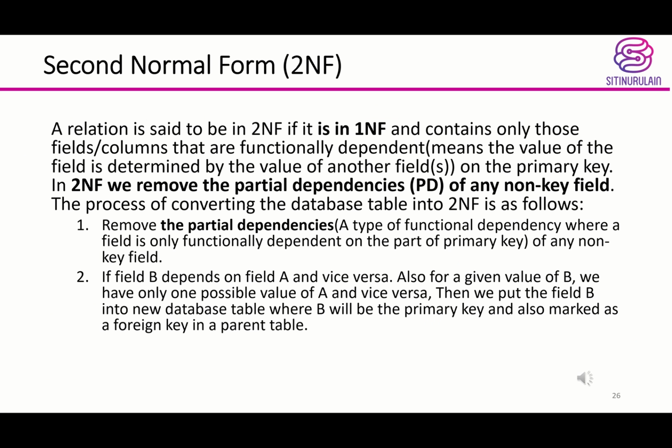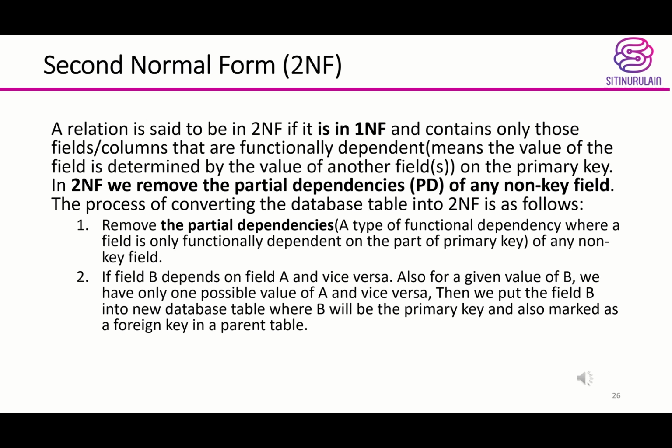A relation is said to be in second normal form if it is in first normal form and contains only those fields/columns that are functionally dependent, meaning the value of the field is determined by the value of another field(s), on the primary key. In second normal form we remove the partial dependencies, PD, of any non-key field.